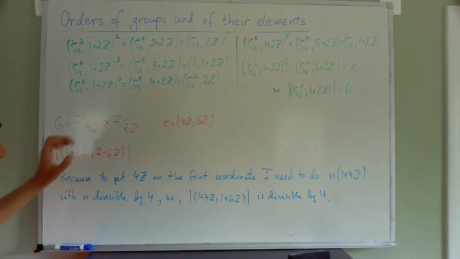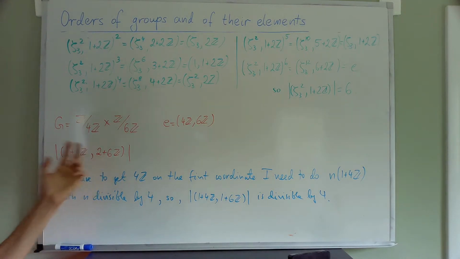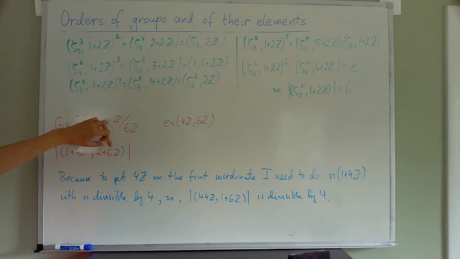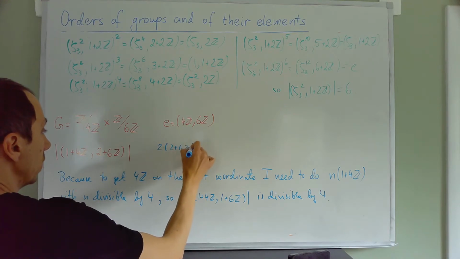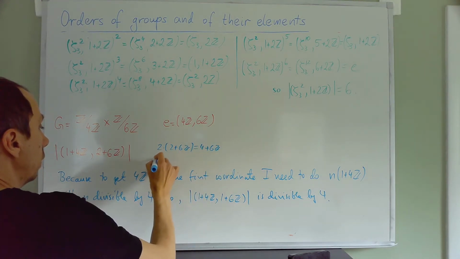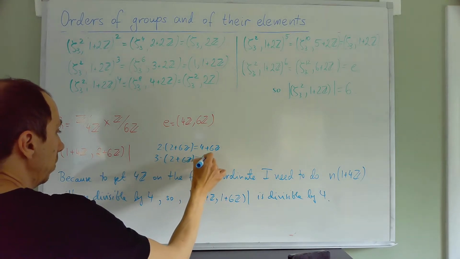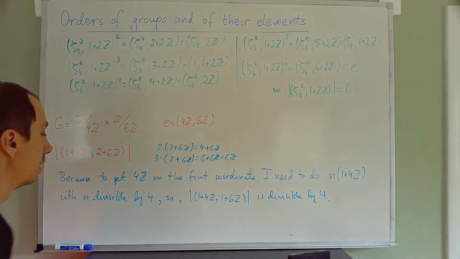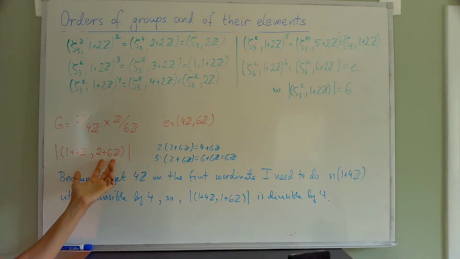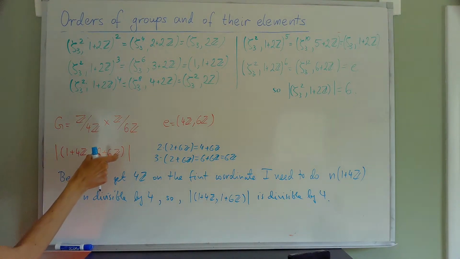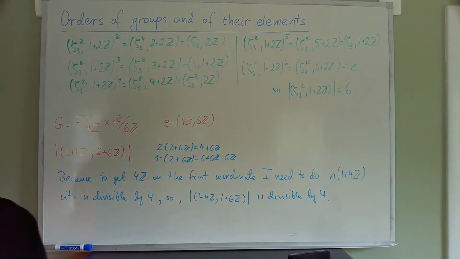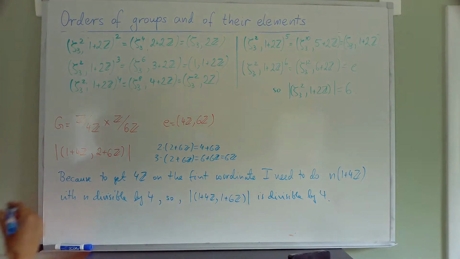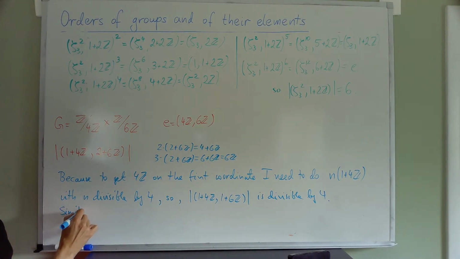But similarly, to get identity on the second coordinate, how many times do I need to add this to itself? This thing, right? So 2 times 2 plus 6Z, that's 4 plus 6Z. And 3 times 2 plus 6Z, well, that is 6 plus 6Z, so that is 6Z. So I need to add this to itself 3 times or 6 times or 9 times. So in order to have the identity on the second coordinate, this needs to be added to itself a multiple of 3 times.